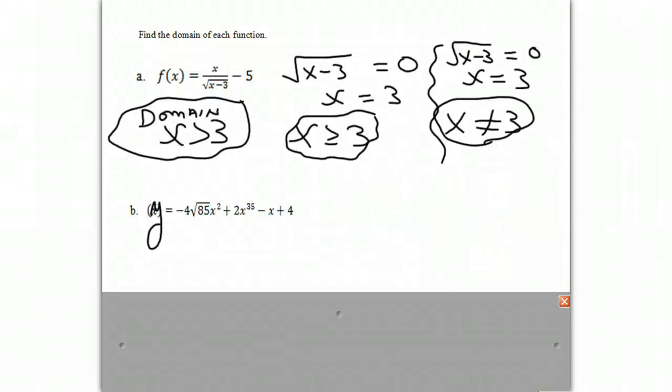And we look at this and we say, what is it that we cannot have in our domain? We look at the first term. We have a square root of 85. That's perfectly fine. We have the negative 4 x squared. So that term looks fine. You could put any x value there. Notice that the x squared is not in the square root. Otherwise, we would have to examine that. In our second term, we could have any x value there, and it would be perfectly legitimate. Our third term, we could have any x value there, and our fourth term is just 4. Therefore, there's no restrictions, and our domain is all real numbers.